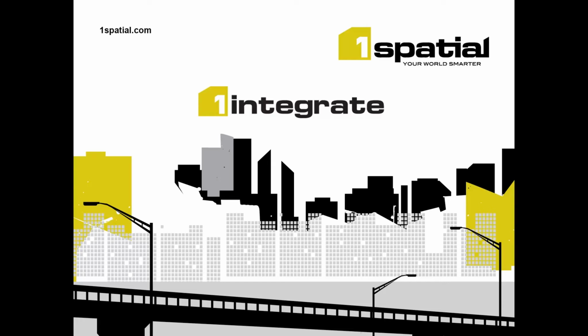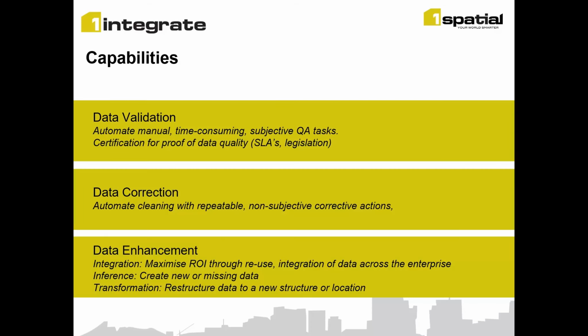It's used for a lot more complex processes, such as automatically integrating different data sets together, or indeed inferring new data from existing data sets. But it just gives you an overview in terms of the two critical components inside 1Integrate. So if we look to summarize the capabilities of 1Integrate, in the first place, a lot of organizations are utilizing it for that data validation process, that utilization of the rules to identify where problems exist inside the data. In terms of data correction, being able to utilize those actions to automatically correct the data that's been identified to have problems.